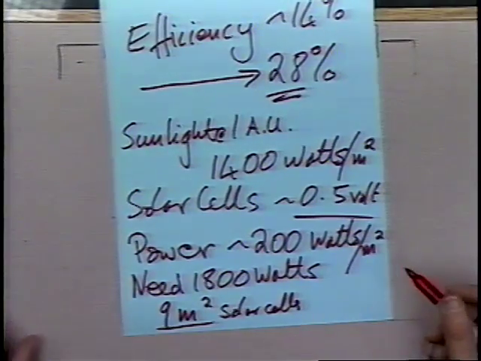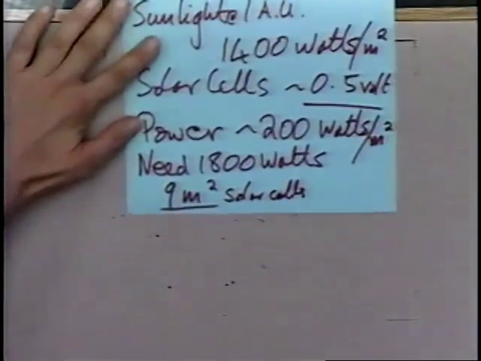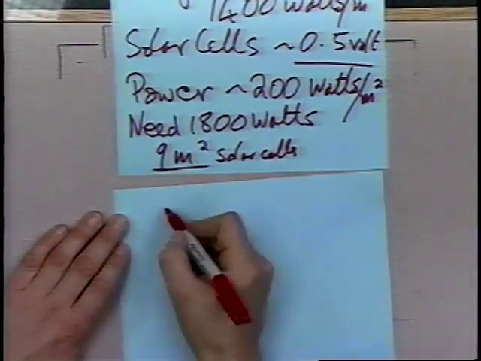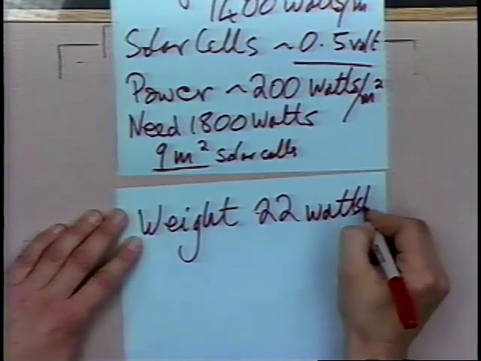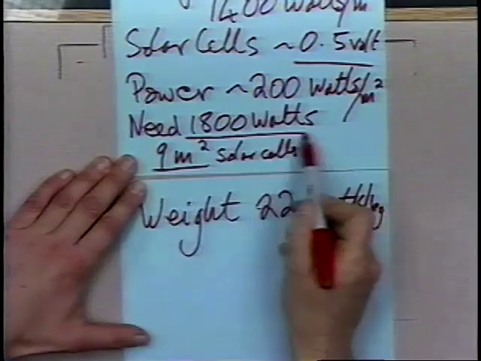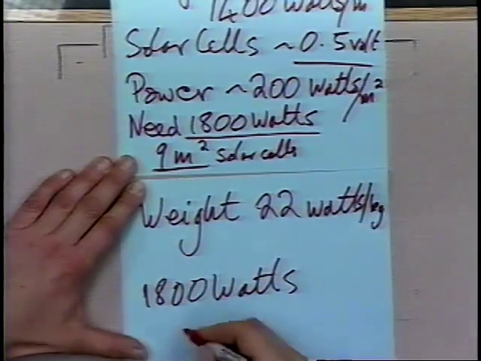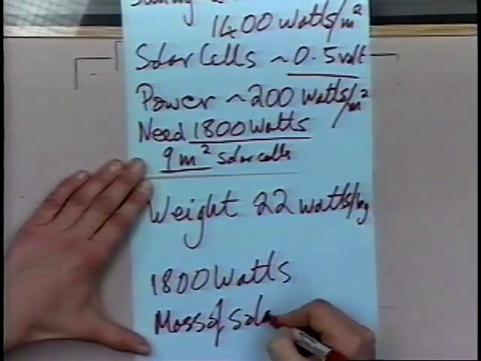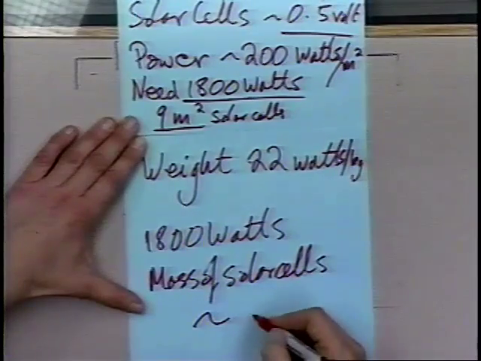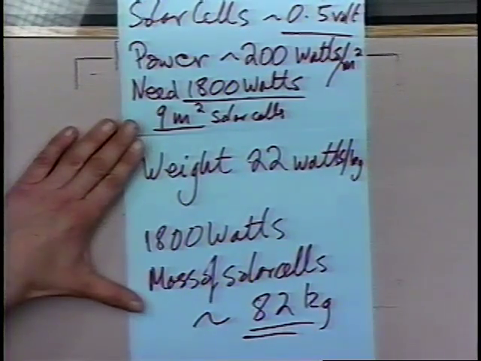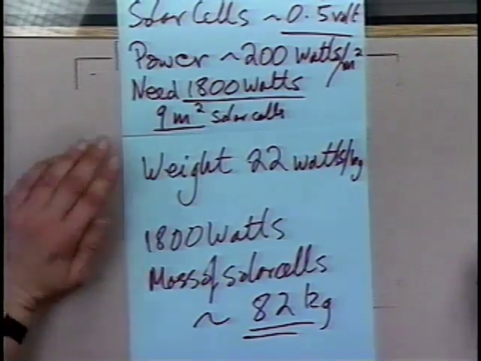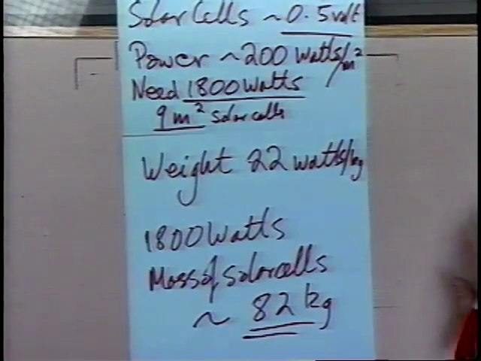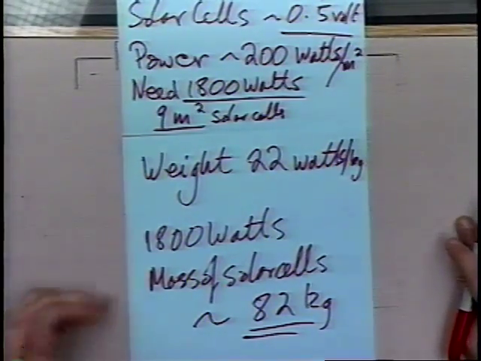But the weight of these solar cells is about 22 watts per kilogram. So if we want 1,800 watts again, the mass of solar cells must be on the order of 82 kilograms. That's a fair mass, quite a lot to deal with. You've got to think about getting it up to space. But it's your source of power. Power always weighs a lot, and you can never get around that. That's always a problem. But this is probably a more efficient way than using RTGs, radioisotope thermoelectric generators, which have a finite lifetime.